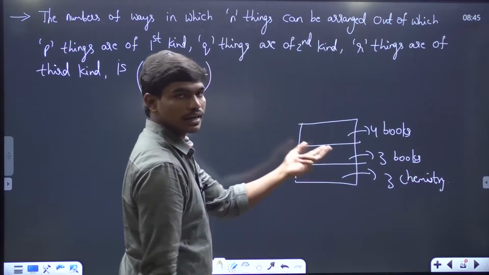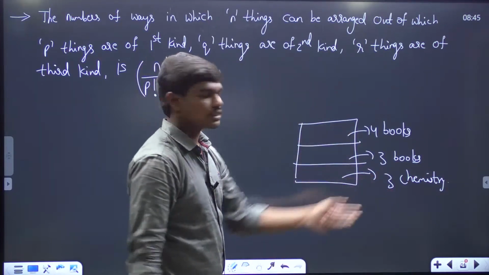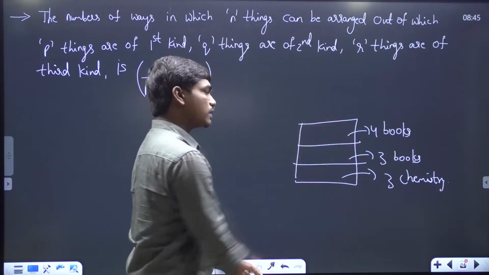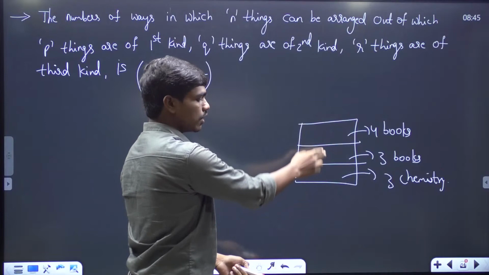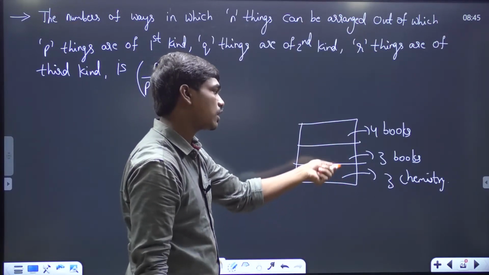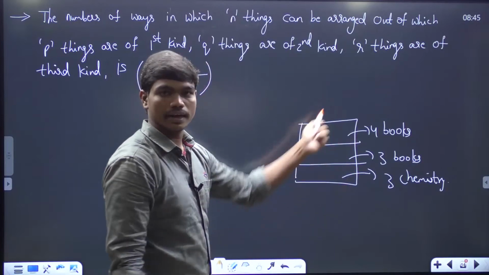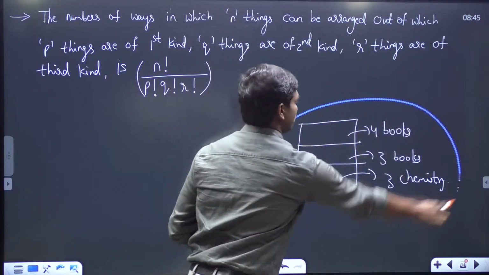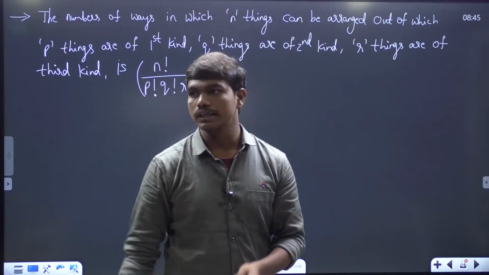then the total number of ways in which you can arrange is not equal to 10 factorial, correct? Because for these 4 books, whatever the order you put, the answer will be same. Similarly, for these 3 books, whatever the order you put, it will be same. Similarly, for these 3 chemistry books of the same kind, whatever the order you arrange, the total arrangement looks same. So this is n factorial divided by p factorial into q factorial into r factorial.